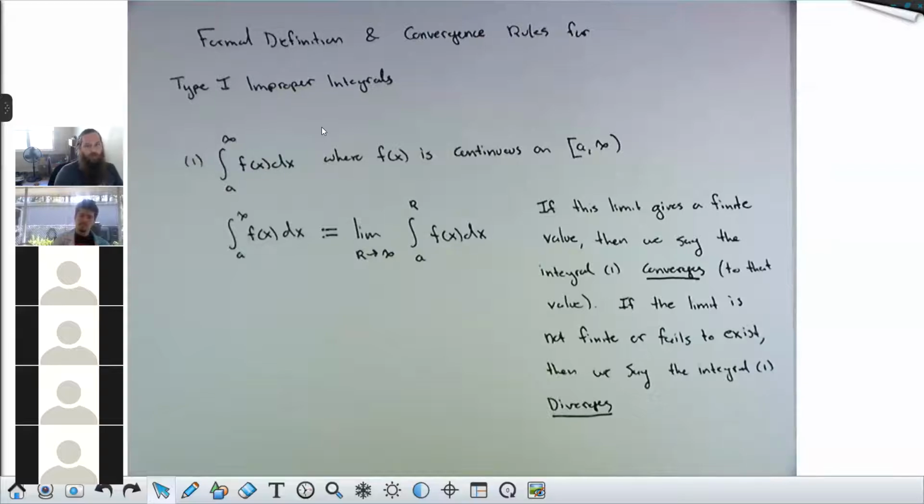All right. Now it's important that this function is continuous. That's what guarantees that we're only talking about infinite width and not also talking about infinite height.